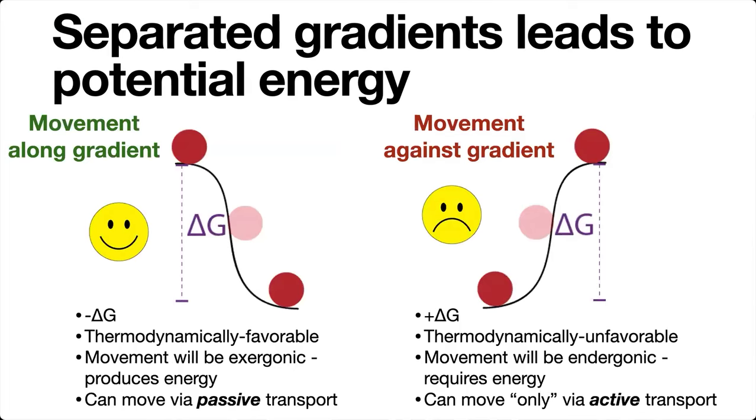Okay, so we've got these gradients. This leads to potential energy. We can have molecules that we want to move along their gradient and molecules that we want to move against their gradients. And it's going to be easier to move molecules along their gradients because that's going to give us energy versus moving molecules against their gradient, which would take energy. But if we just let all the molecules move along the gradient, then we would have no gradient.